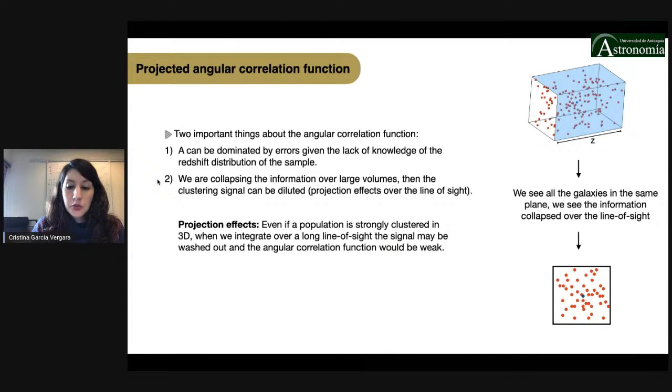Then normally, to mitigate this effect a little bit, if you have, for example, a little bit of information of redshift, which we normally call photometric redshift, those are redshifts that are not so precise, but are more or less precise, you can just split the sample and focus on a certain redshift window. Then you avoid diluting this signal over a very long line of sight.